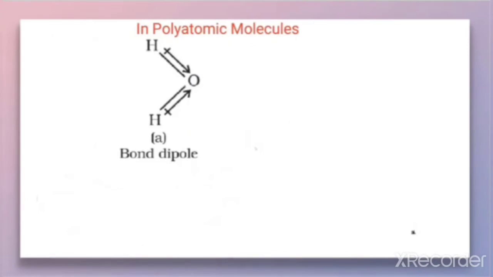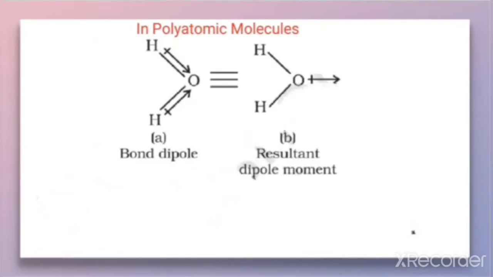Since in this molecule there are two bond dipoles, what will be the dipole moment of the molecule? That is the vector sum of these two. When we make the vector sum, the direction is also important. So the resultant dipole moment for this is in this direction.